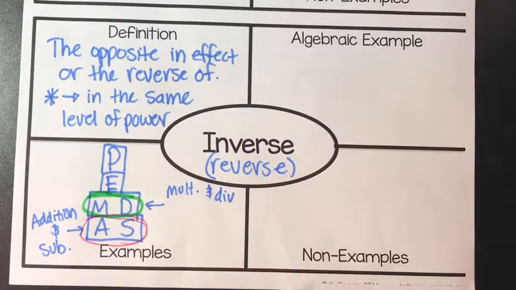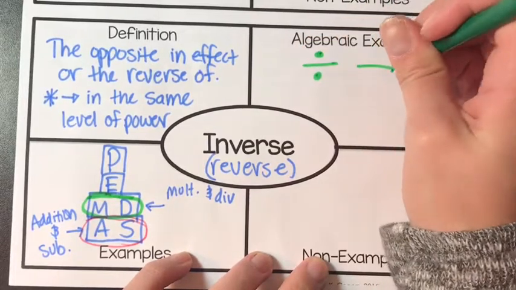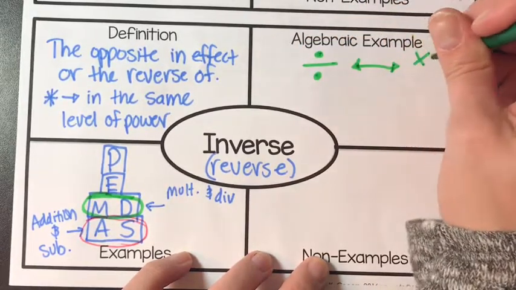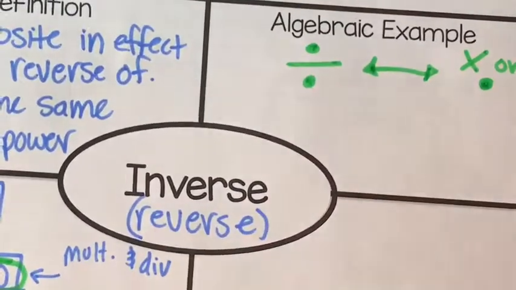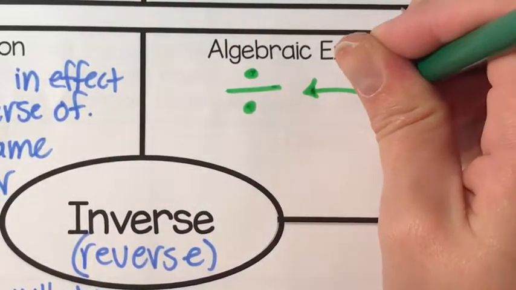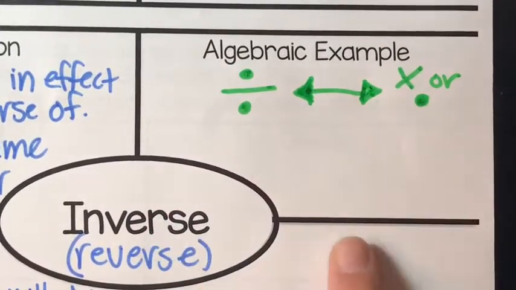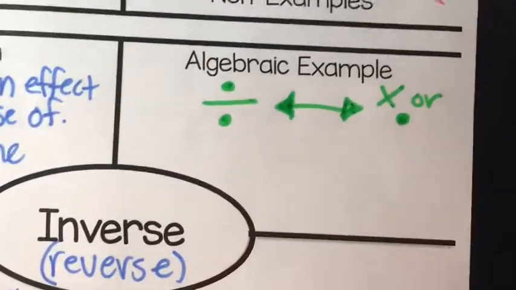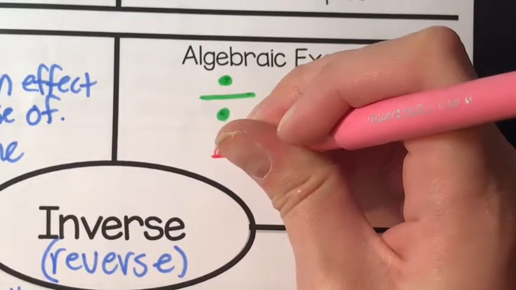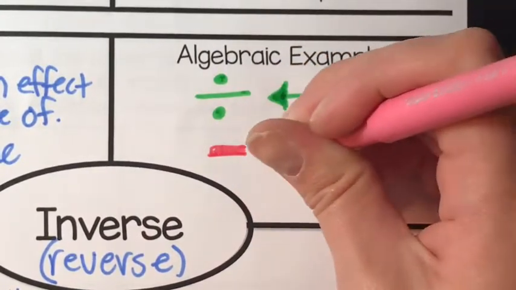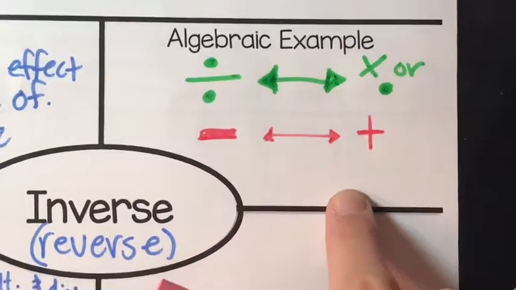So the algebraic example, what inverse operations are, would be division is the opposite of multiplication. So I'm going to put the X or the dot that we've been using lately. And be sure to put the arrows like this, because they are the opposite of each other. It goes in both directions. Multiplication is the opposite of division. Division is the opposite of multiplication because they're on the same level of power. Next, I'm going to talk about how subtraction, make this a little thicker, is the opposite of addition because they are at the same level of power.